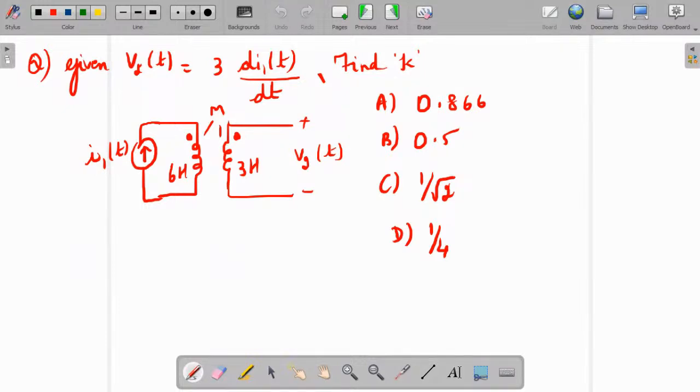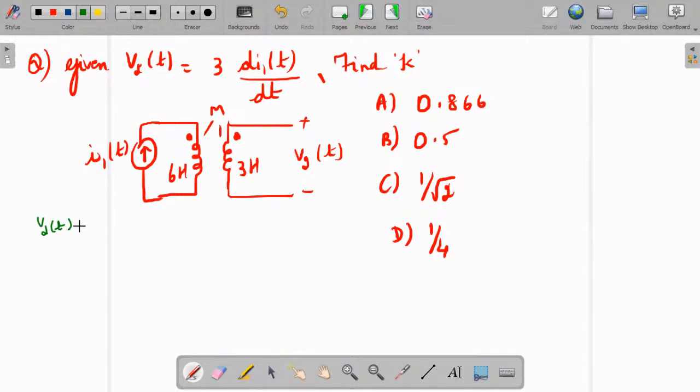Next similar question. Again find coupling coefficient. So inga relation வந்து voltage கொடுத்திருக்காங்க. V2 of t is equal to 3 times di1 of t by dt. Yes, again இங்கேயும் mutual inductance find பண்ணா நம்ம டைரக்ட்டா formula substitute பண்ணிடலாம் because L1 L2 தெரியும். So how to find m? What about V2 of t?